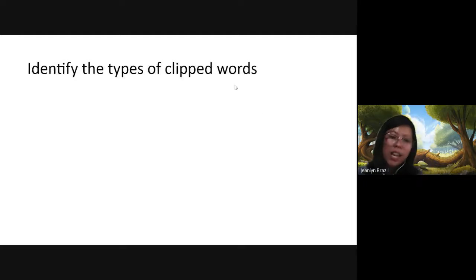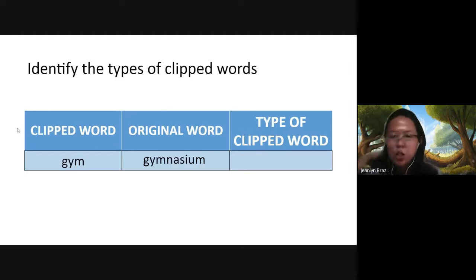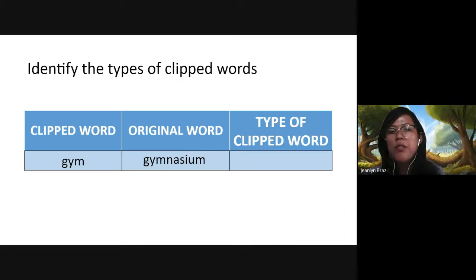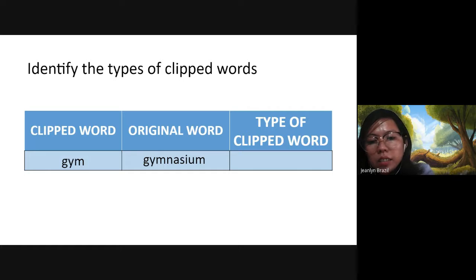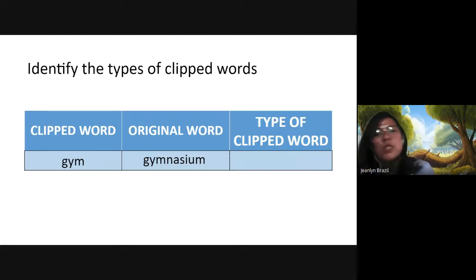So let's do this exercise. I hope you are done copying the different types of clip words. So here, number one is gym. The original word is gymnasium. What type of clip word is this? Nakapag-answer na ba kayo? Raise your hand if you already answered the question. Okay, Shandy is done. How about the others? Ava is also done. Are you done answering? Okay, Charisse, Hillary, they are all done. Ken, okay. Almost majority of the class have answered the question.